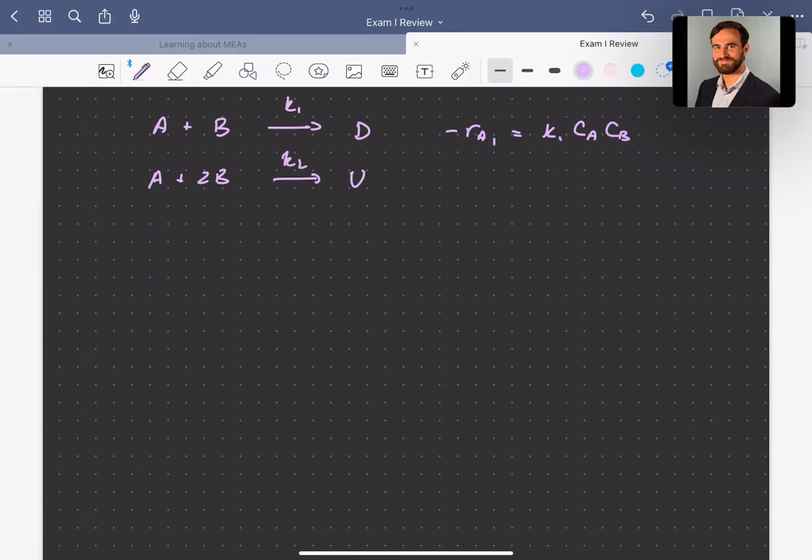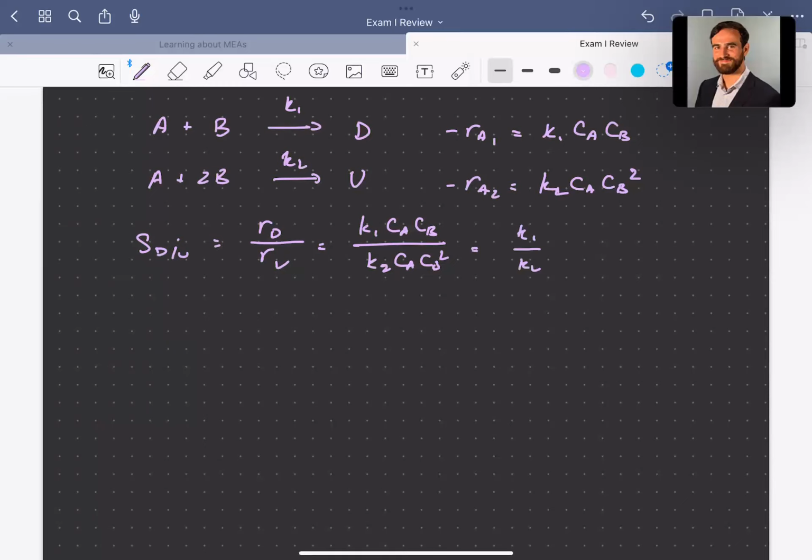This has a different reaction rate constant, and let's say it has a different rate equation that depends on Cb squared. So we can write the instantaneous selectivity of D relative to U. This is the rate of formation of D divided by the rate of formation of U. And so this is going to be equal to K1 Ca Cb divided by K2 Ca Cb squared. So you can see that this depends on the relative rate constants for the two reactions.